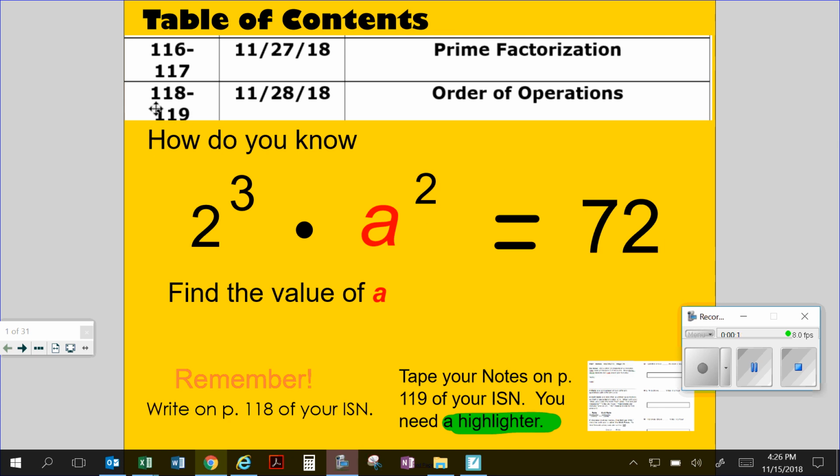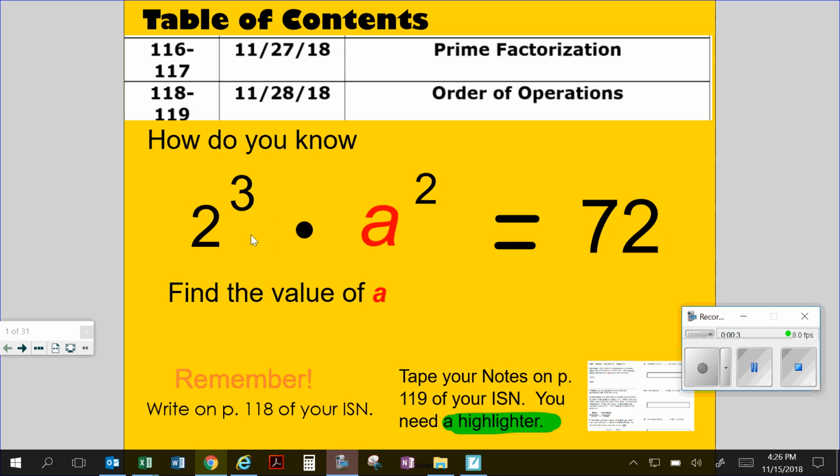Today we are working on pages 118, 119. Today's date is 11-28, and we are going to be learning order of operations for the next 3 days. You've learned order of operations since elementary school, so this is just a little more strenuous in the mind.